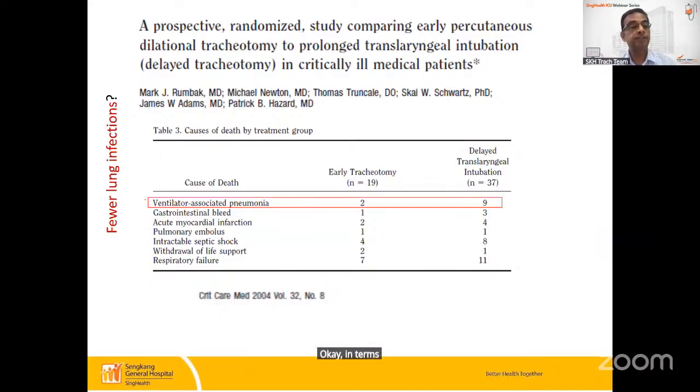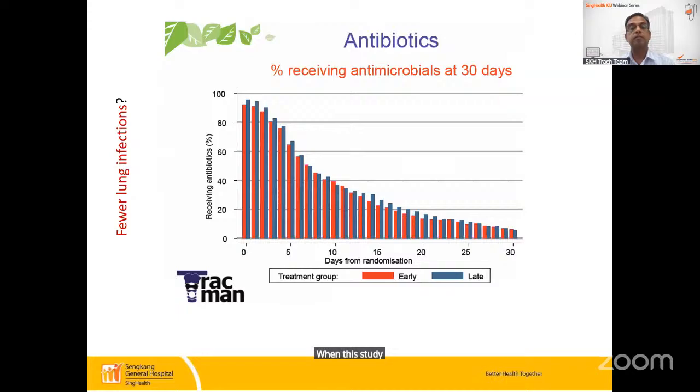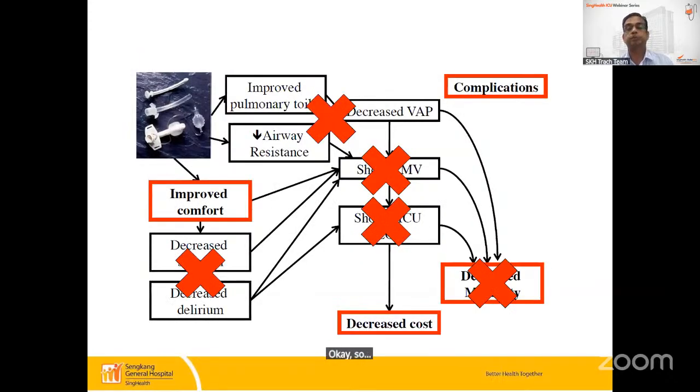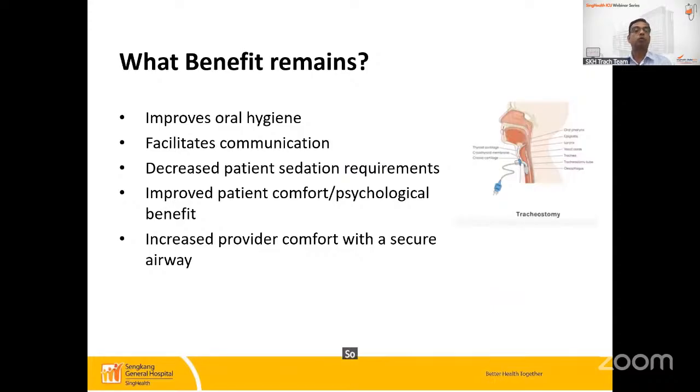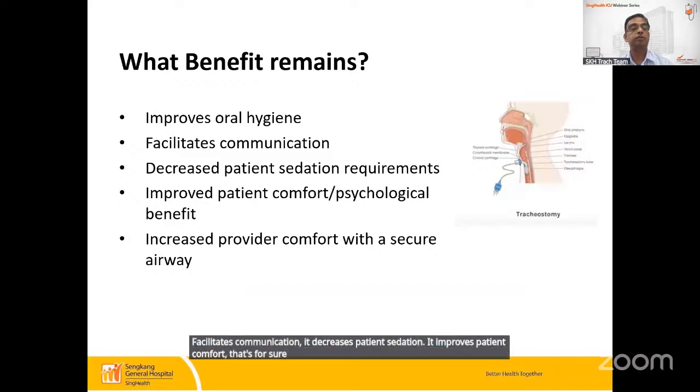Okay, in terms of infections, evidence for fewer pneumonia with tracheostomy is also questionable, with studies showing mixed results. One study supports it, but then this UK-based study didn't show any change in antibiotic use between both groups. Okay, so most of the proposed benefits got crossed off. So what benefit remains that we can confidently attribute to tracheostomy? It improves oral hygiene, facilitates communication, it decreases patient sedation, it improves patient comfort, that's for sure. It also increases provider comfort with a secure airway.